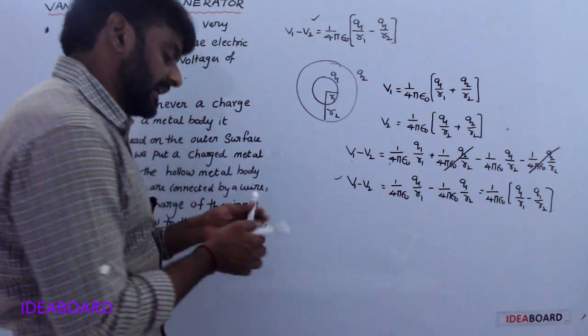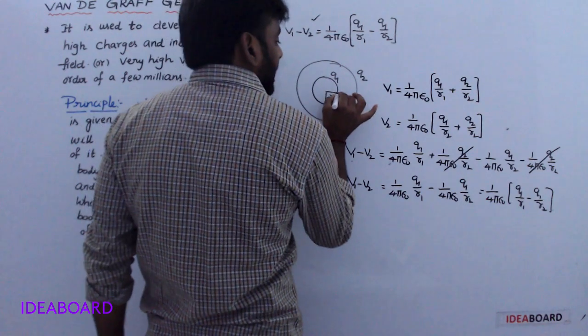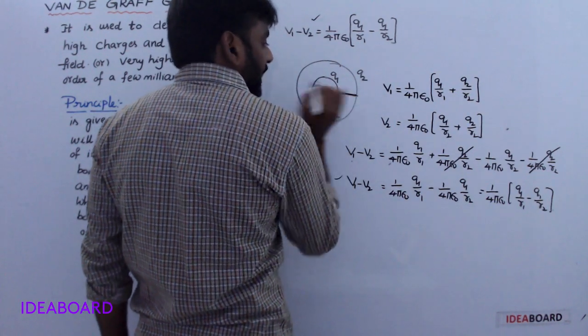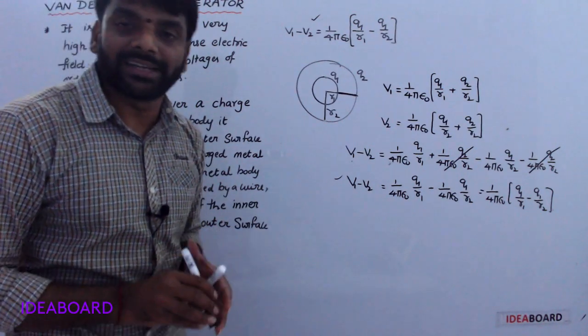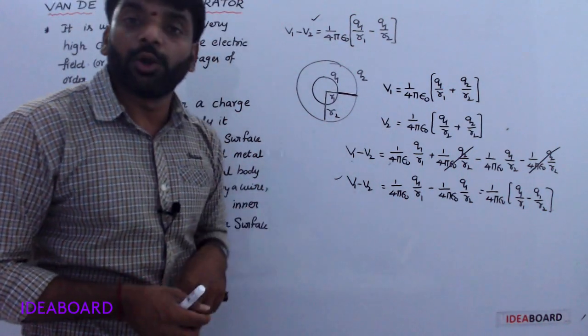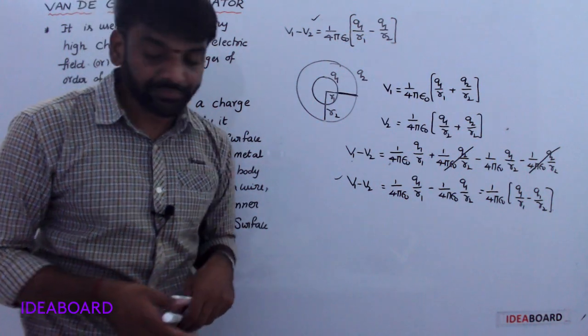If in case these two are connected with a wire, charge transfers from higher potential to lower potential. Understood? Okay.